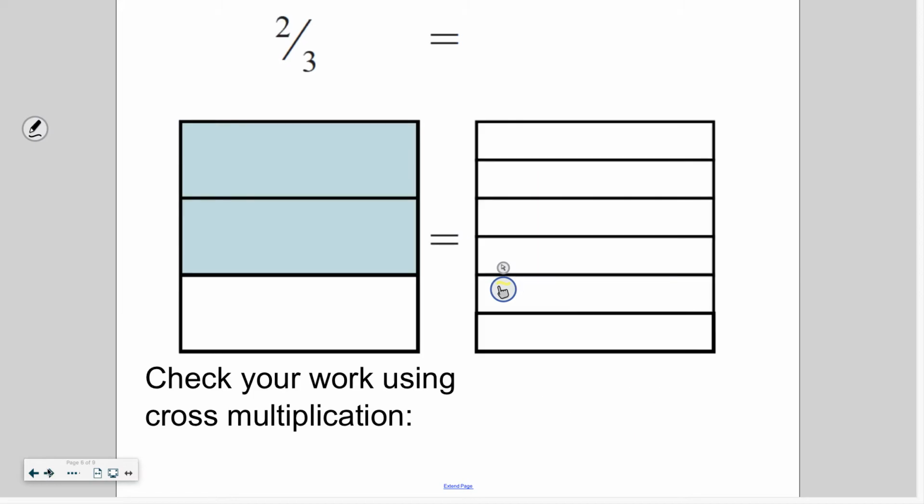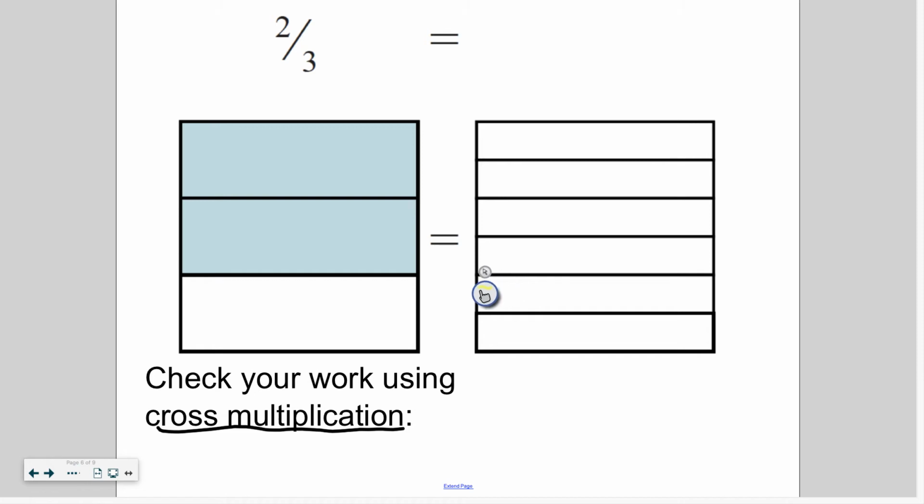So go ahead and try this last one. You can copy this model and shade it in. So I want you to pause the video, and while the video is paused, I want you to copy this model and shade in the same amount on both parts, right? And then tell me the equivalent fraction. Lastly, when you're done, check your work by cross multiplying. So go ahead and pause the video, solve, check your work, then press play to see if you got the same answer that I get.